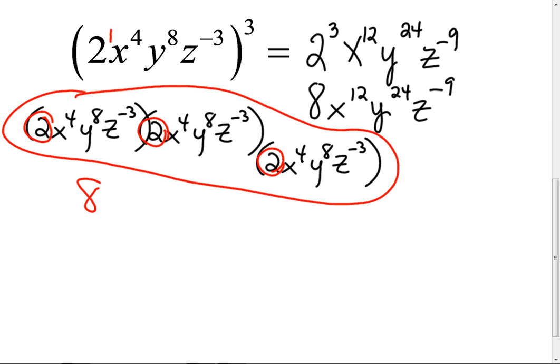Now, what do you do with the exponents here? 4 plus 4 plus 4 is 12. So this always works. You write out what it means. It always works. Is that it? That's it.